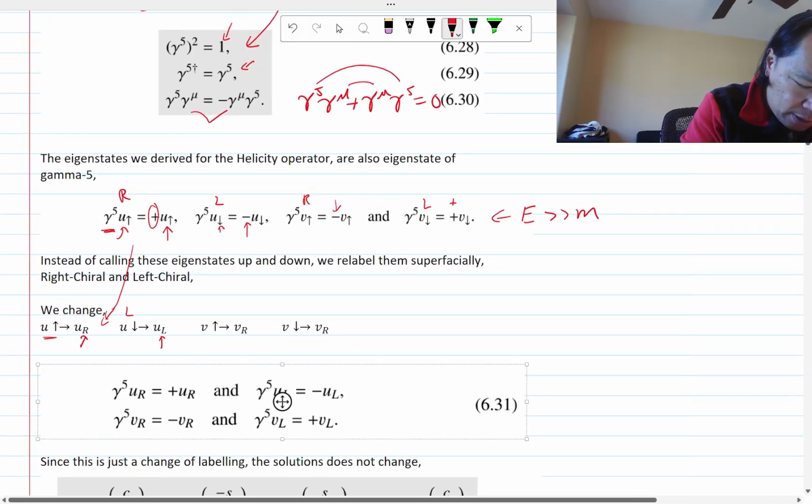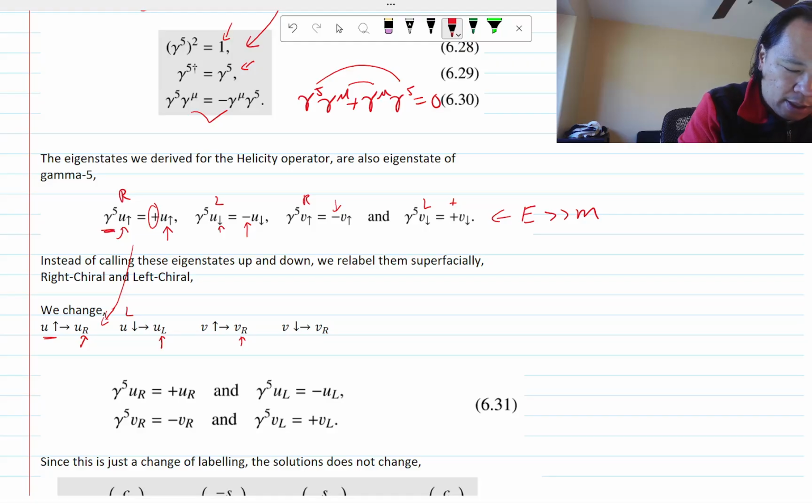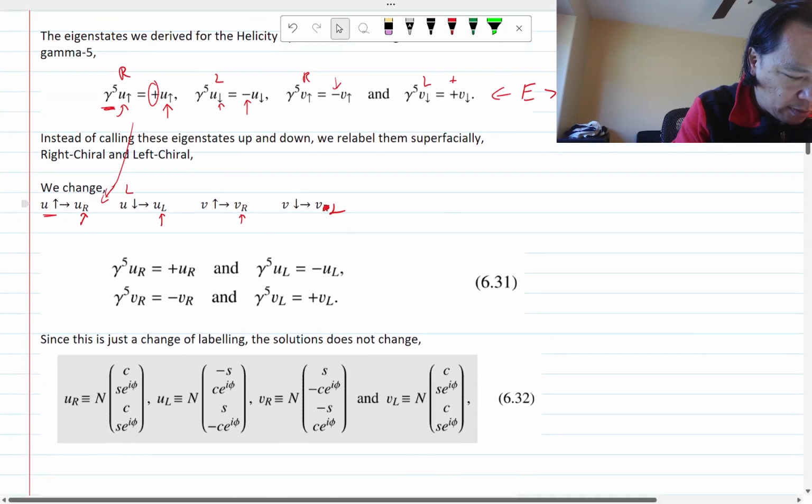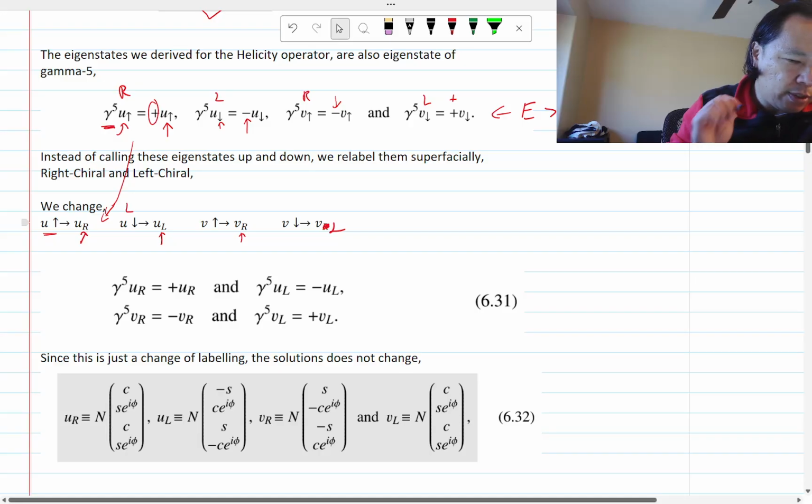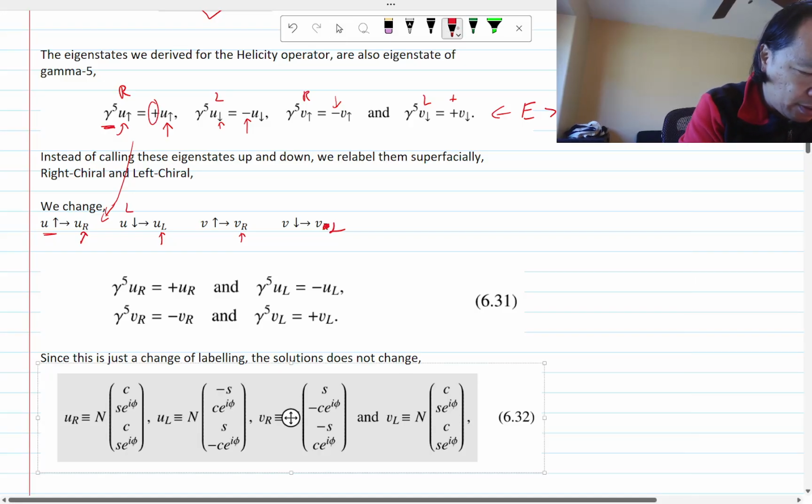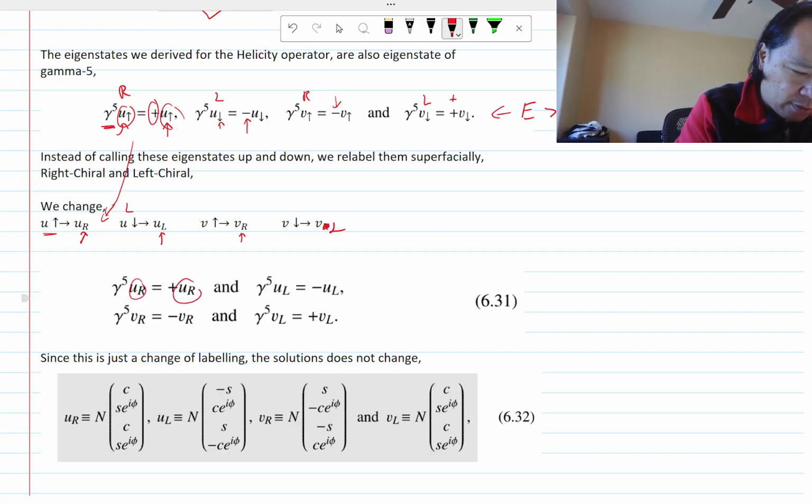Similarly, the up type antiparticles will be V sub R, and then the down type helicity antiparticles will be V sub L. Okay. All right. So with that, since we now define these gamma matrices, we can just do a direct substitution where instead of calling this U up, we're just going to call them U sub R's.